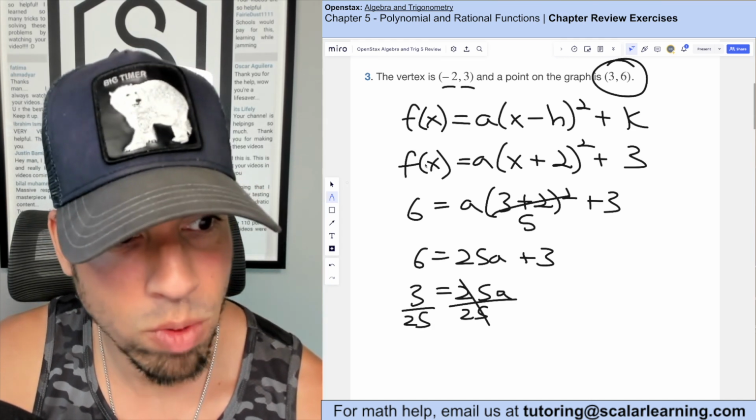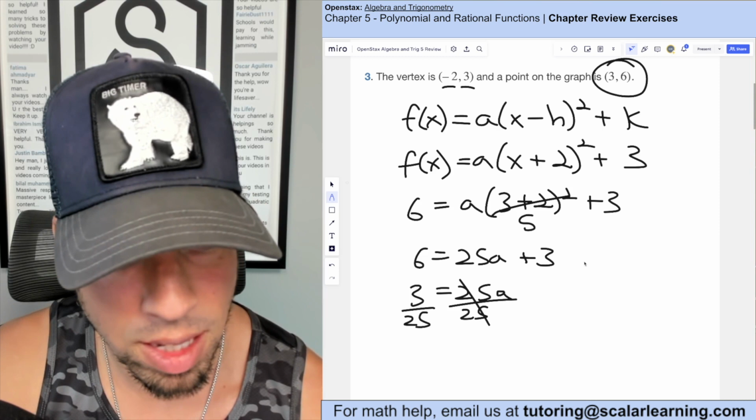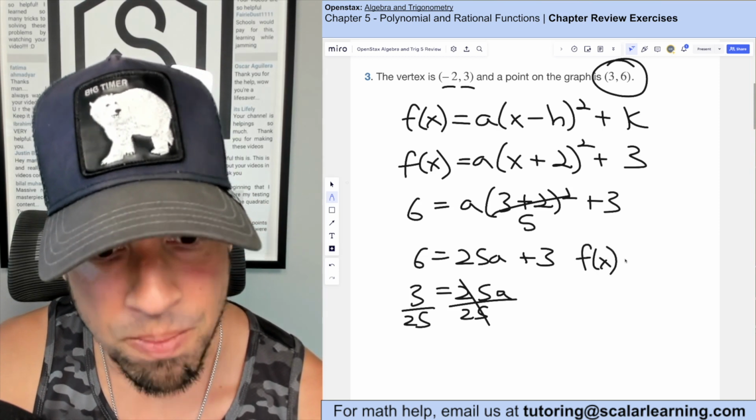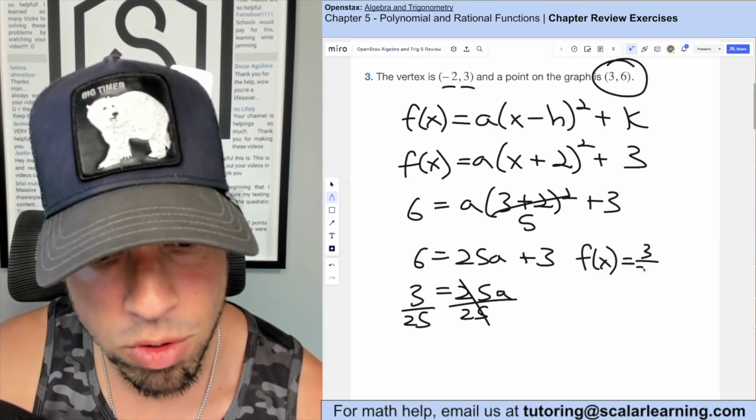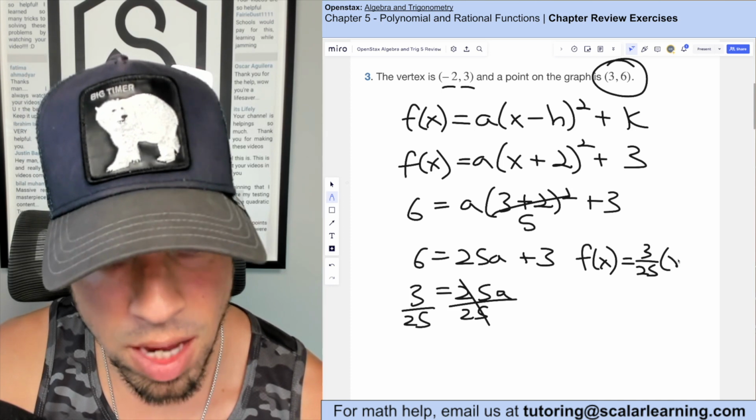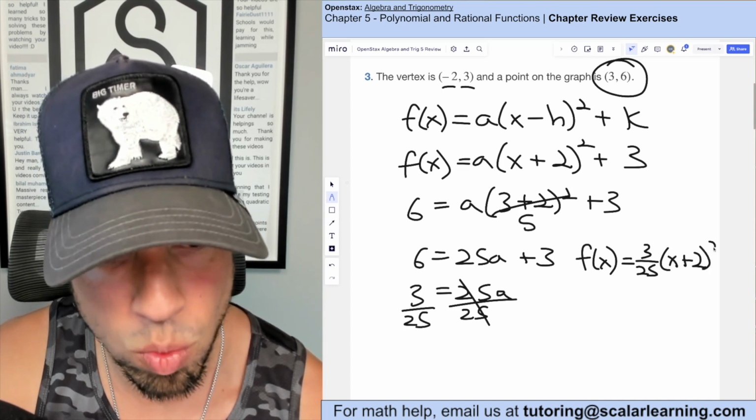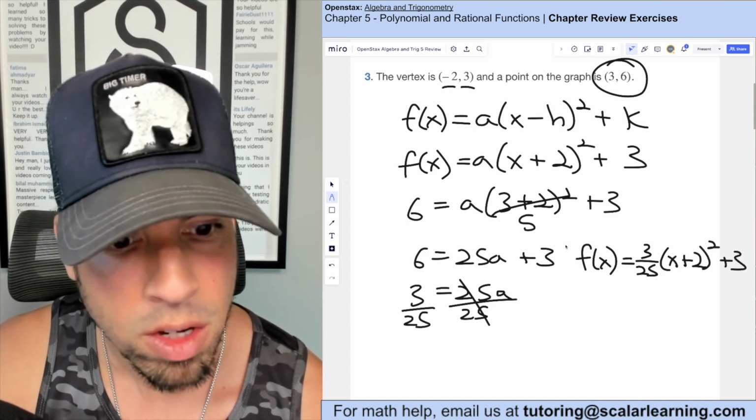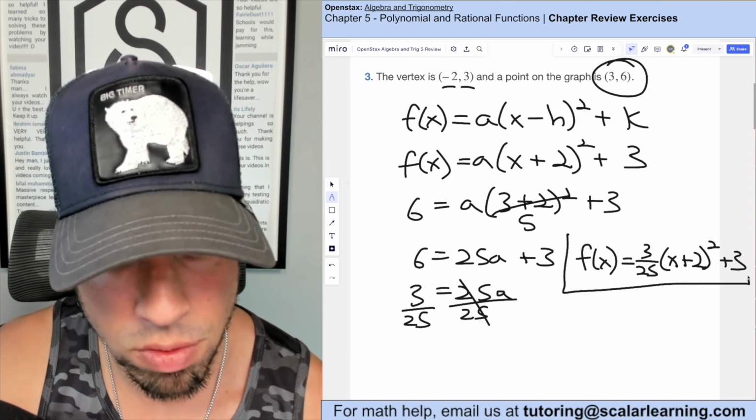Then I can just rewrite what I had up here, replacing that a. So I have f of x equals 3 over 25 times x plus 2 squared plus 3. So there's your nice standard form.